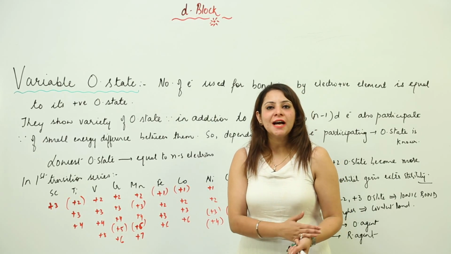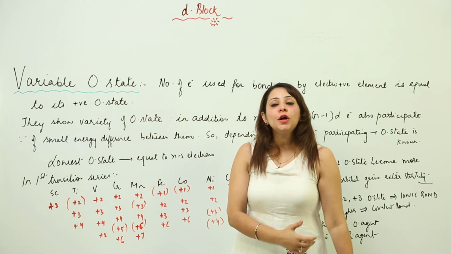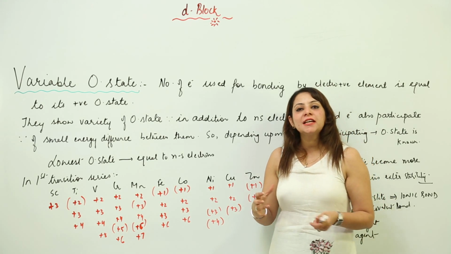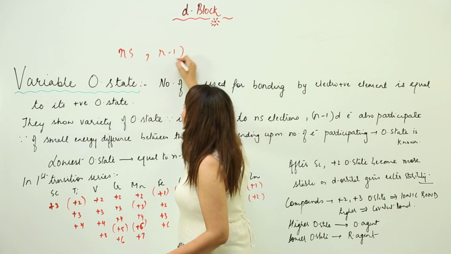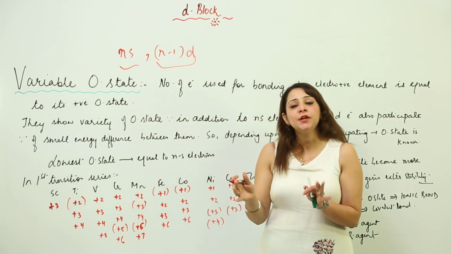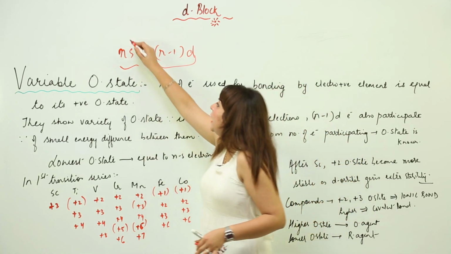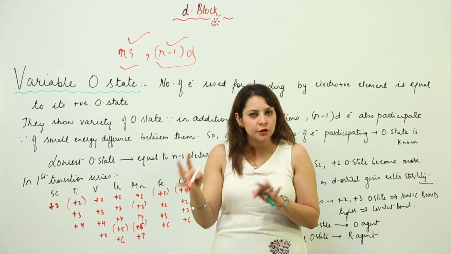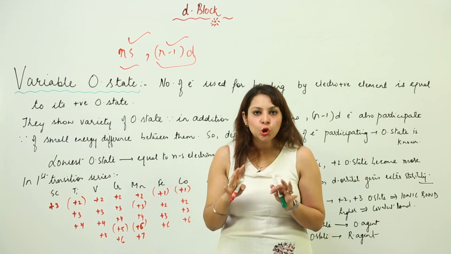So now we are going to start with an important property, that is the variable oxidation state. What we have seen in the d orbital is that in the transition series there is a continuous filling of an s orbital and the penultimate shell, that is the n-1 d shell. And as we all know, when we talk about the transition series, there is hardly a difference between the s and this penultimate shell. The energy difference between them is not too much.